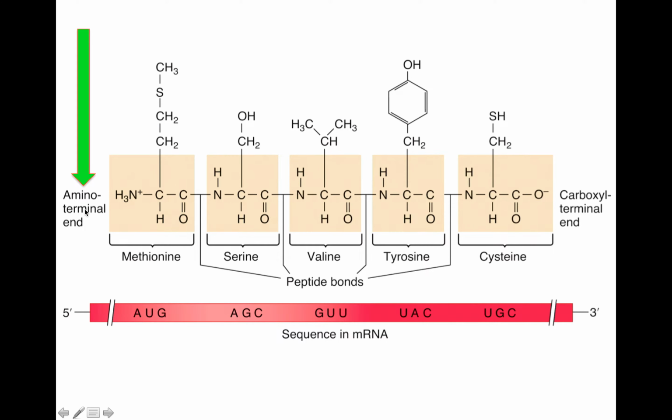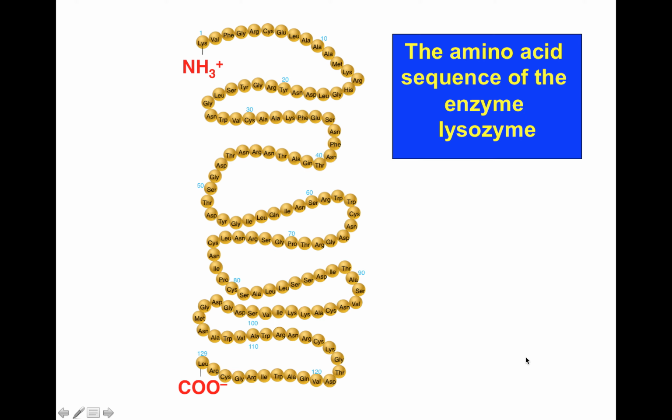The amino terminal end of a polypeptide corresponds to the 5' end of the messenger RNA, and concomitantly, the carboxyl end of the polypeptide corresponds to the 3' end of the messenger RNA. Note that this diagram indicates that there's a space in between these codons. There is no space in between the codons. There are no nucleotides in between here, no space. All of these nucleotides are right up against each other.